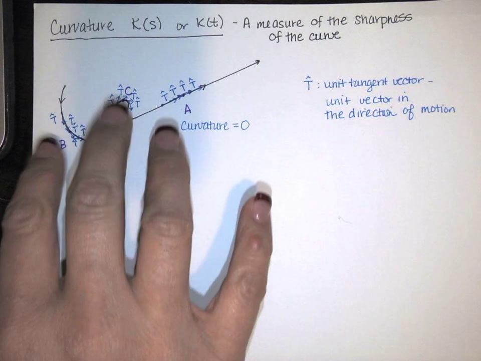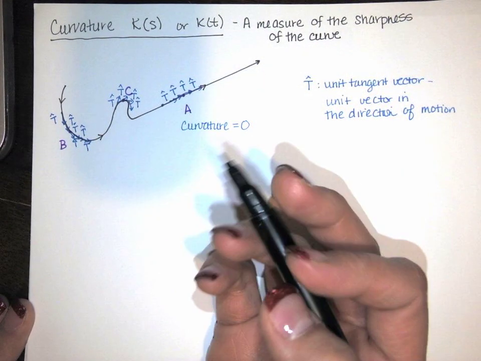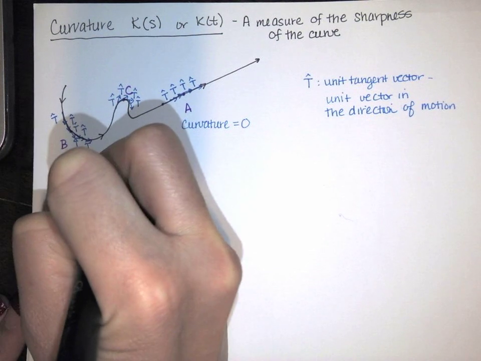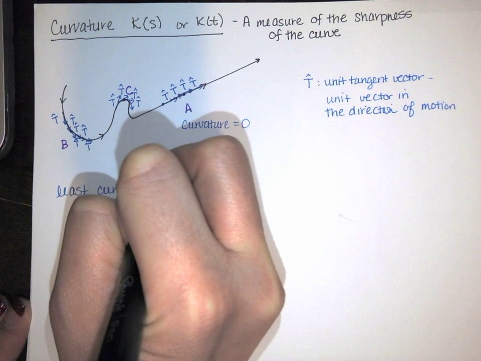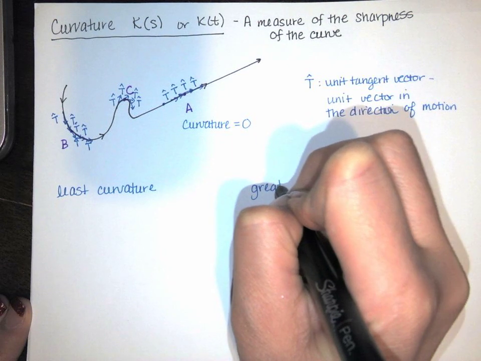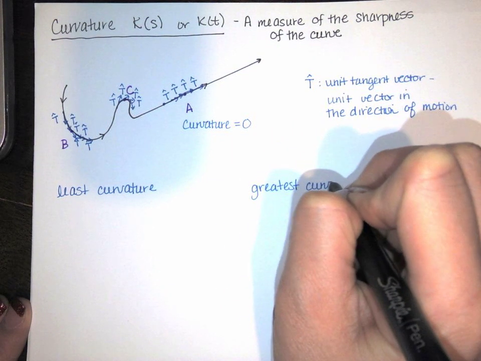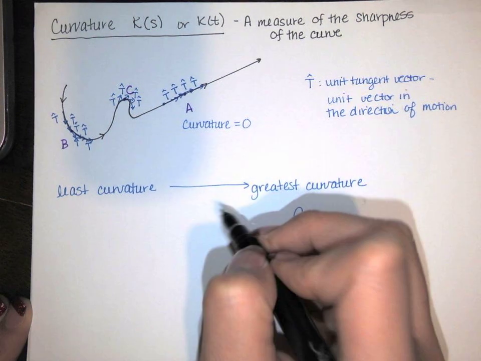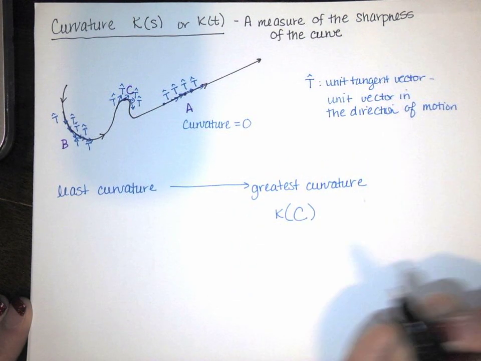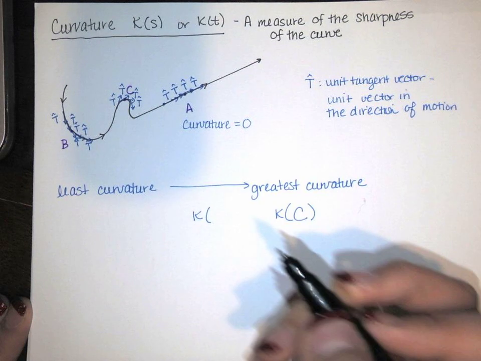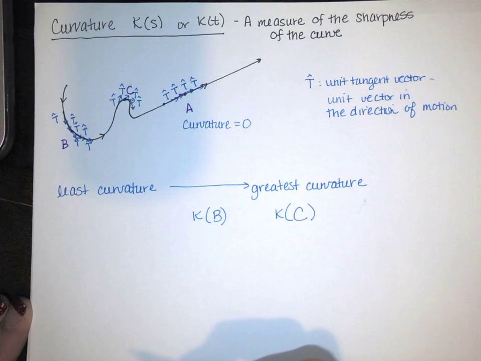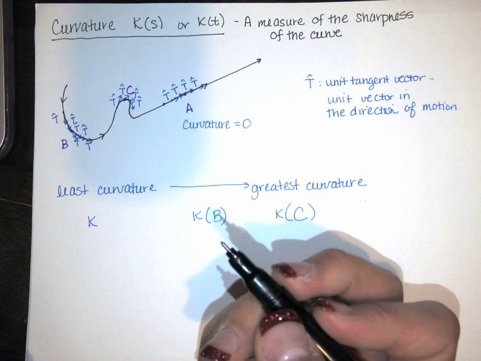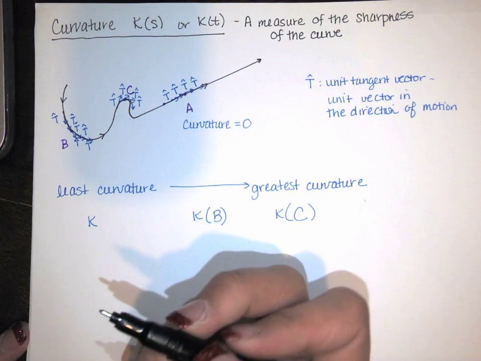So if I'm classifying these points A, B, and C from least curvature to greatest curvature, the one with the largest curvature is the point C. The curvature at C is the largest. Curvature at B is smaller than that, and curvature at A is 0. That's as small as it can get. Curvature is always positive or possibly 0 if the curve isn't curving at all.